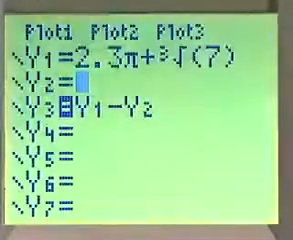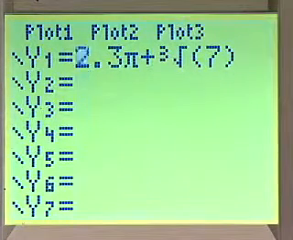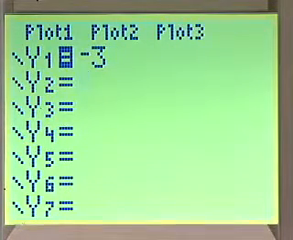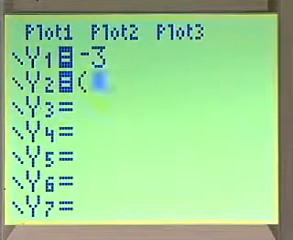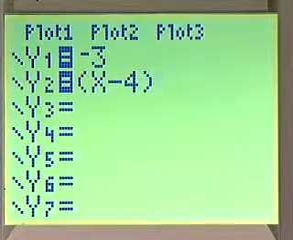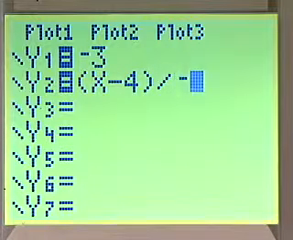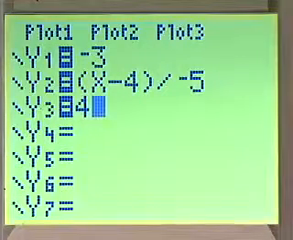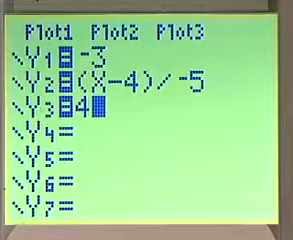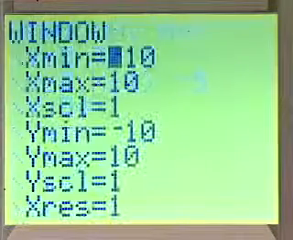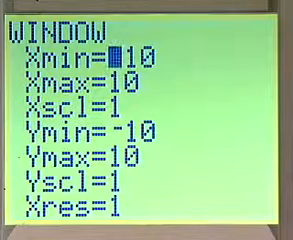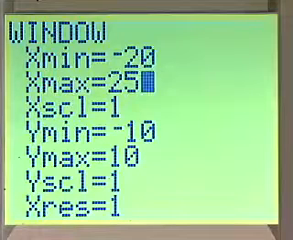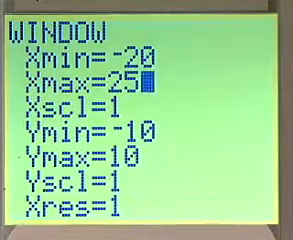We'll erase what we have in our calculator and enter negative 3 for y1, the expression x minus 4 divided by negative 5 in y2, and 4 for y3. We'll need to fix our window so that it's negative 20 to 25, and let's see what it looks like.